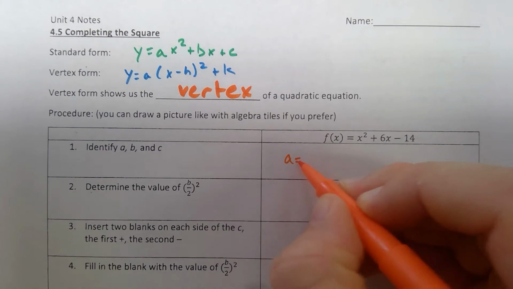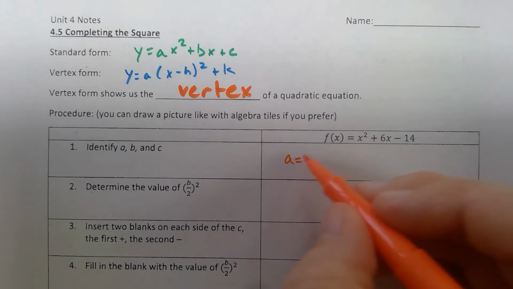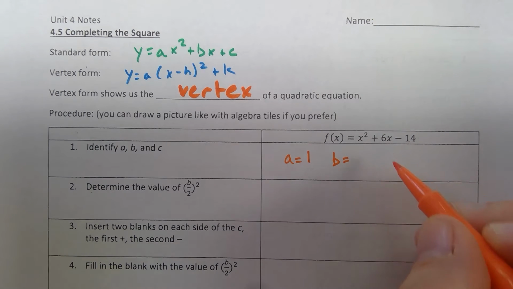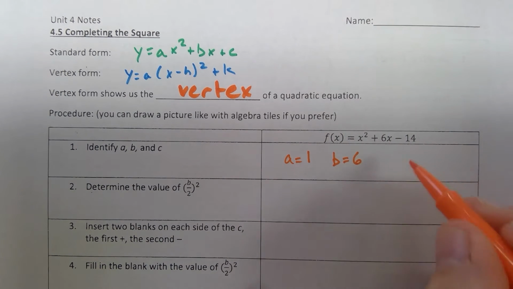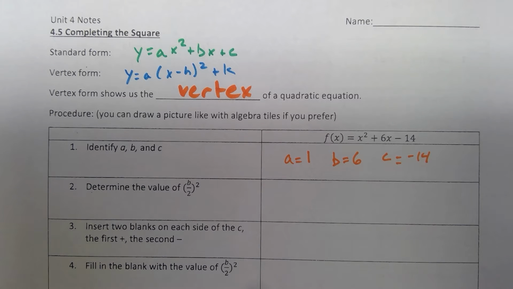So we're going to start off just like we did with factoring, by identifying a, b, and c. It's the same process here. The coefficient of our x squared is a, and that's going to be 1. The coefficient in front of our x is our b, which is 6. And our constant at the end, the number that's by itself, no variable, is going to be c. Make sure that you always keep that sign. If it's negative or positive, it's going to stay there.